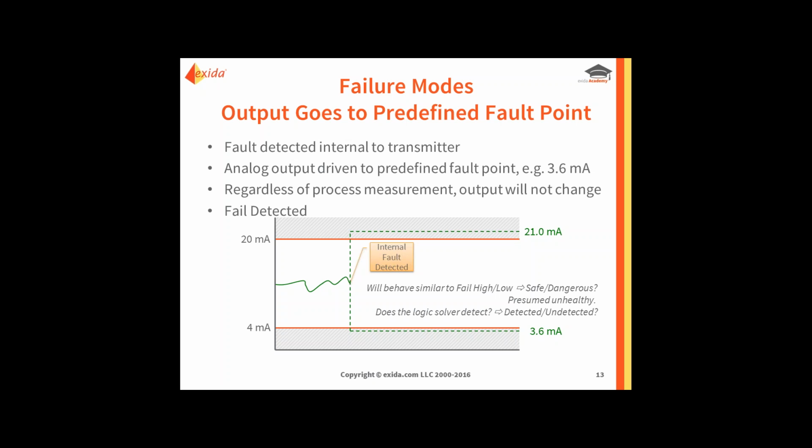So let's say I pick a low range, drive it low to 3.6 milliamps, then a failure that is detected by the transmitter will be driven to that 3.6 milliamp. So it's detected internal to the transmitter. Is it safe or dangerous? That depends on the application. Obviously, it's an unhealthy signal. It's outside of the 4 to 20 milliamp range, but does the logic solver detect it? We don't know. It depends on the logic solver. We'll see that in the next section. So these detected failures can either go over range or under range based on that setting.